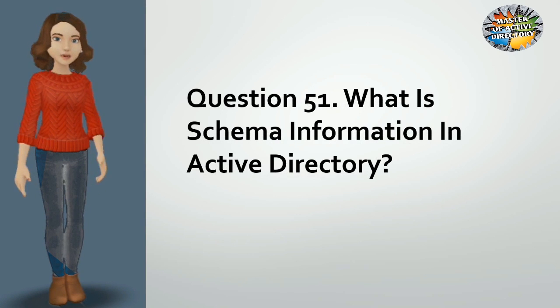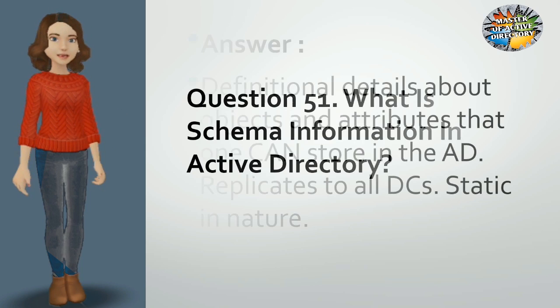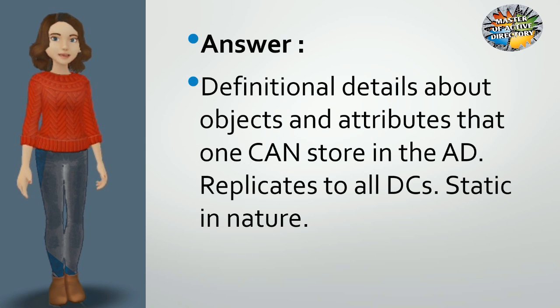Question 51. What is schema information in Active Directory? Answer. Definitional details about objects and attributes that one can store in the AD. Replicates to all DCs. Static in nature.